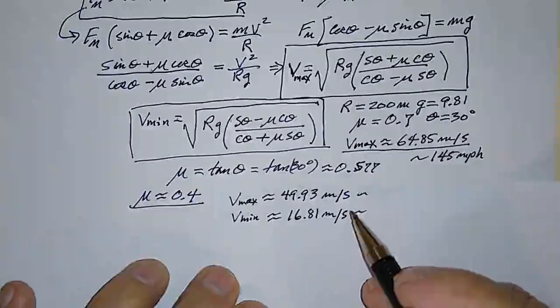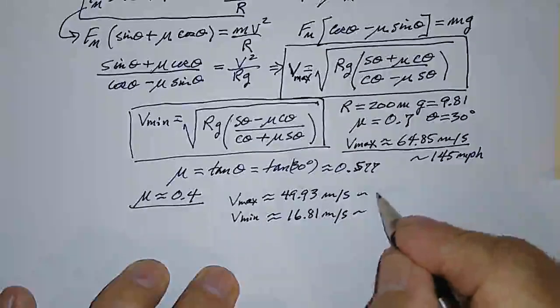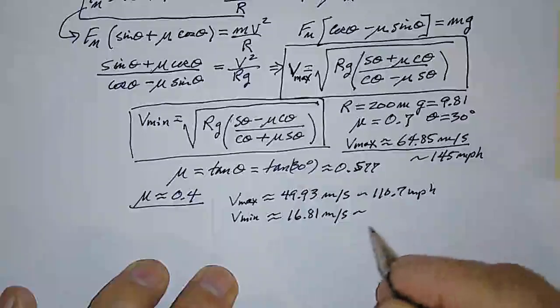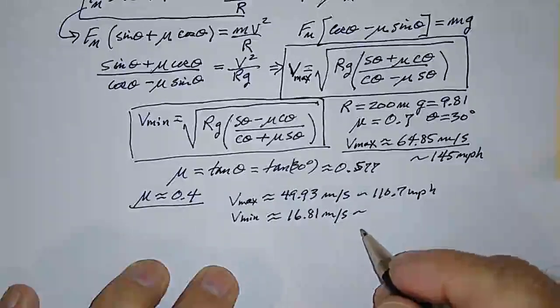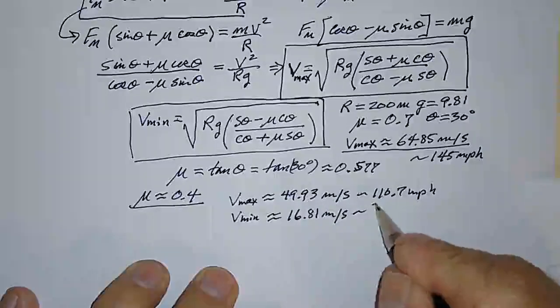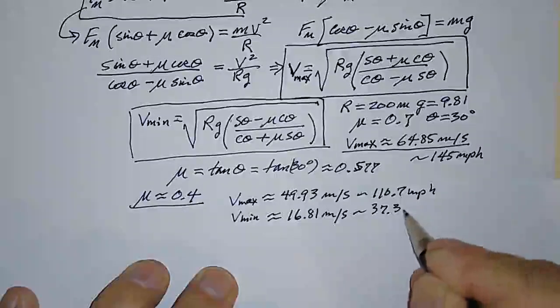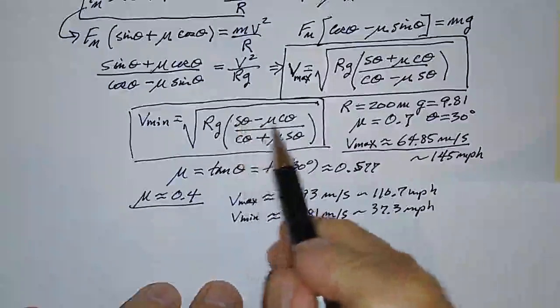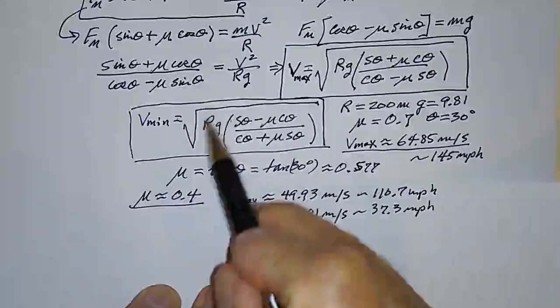And just if you care, this one is about 110.7 miles per hour, and this other one is about 37.3 miles per hour. So just be careful with this that you don't end up with a minus sign under the radical.